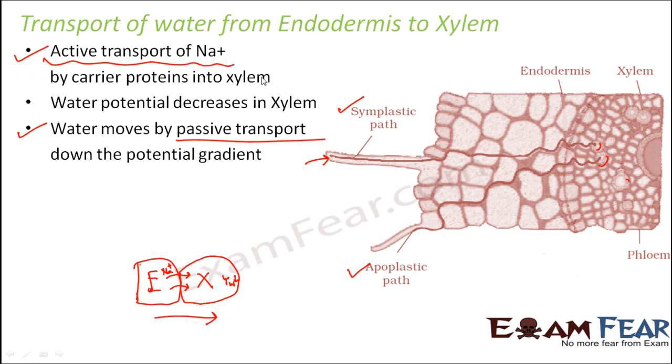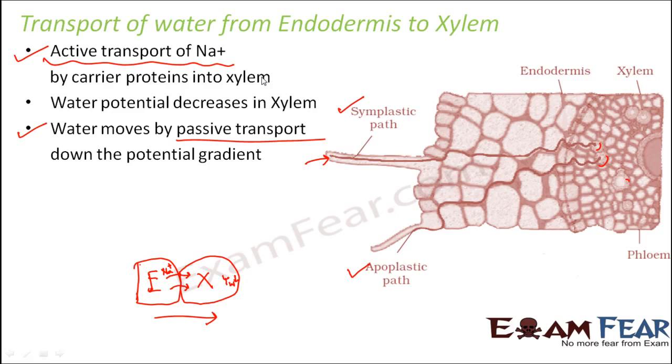Now once the water has reached the xylem, the challenge is how xylem will take this water up against the gravitational force. One small help is given by the water potential, because we saw that the water potential decreases as we go up the tree, but that is not strong enough to govern the upward movement in big plants. So there has to be some mechanism which will enable water to move up.